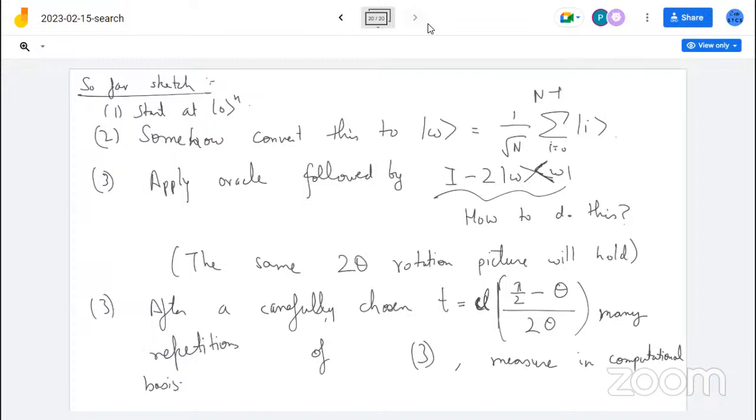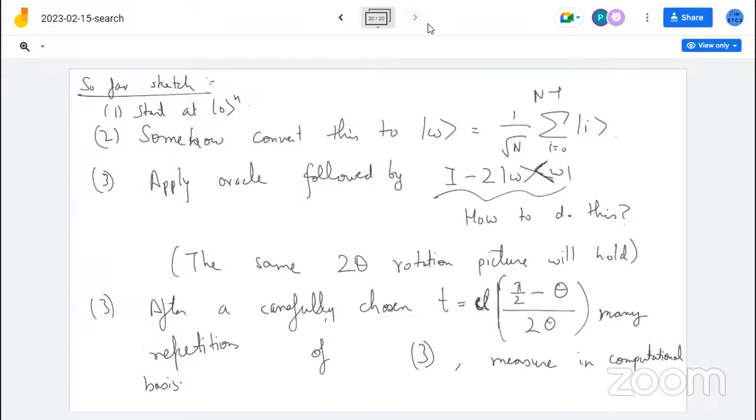So how would you get to W? Yeah, if you've seen this, this is like the Fourier transform, which is a classical thing. So you're basically doing the Fourier transform.